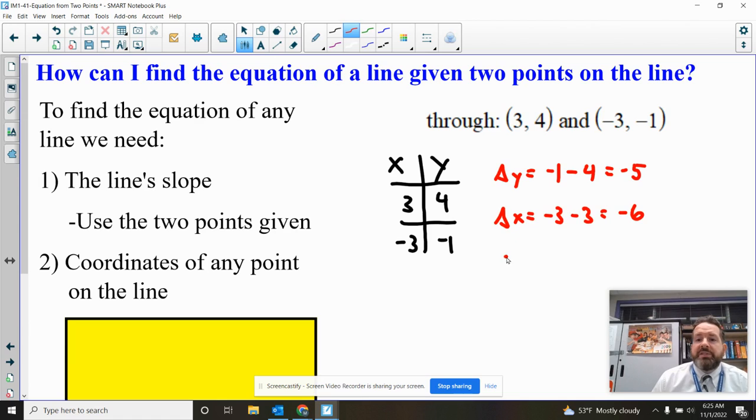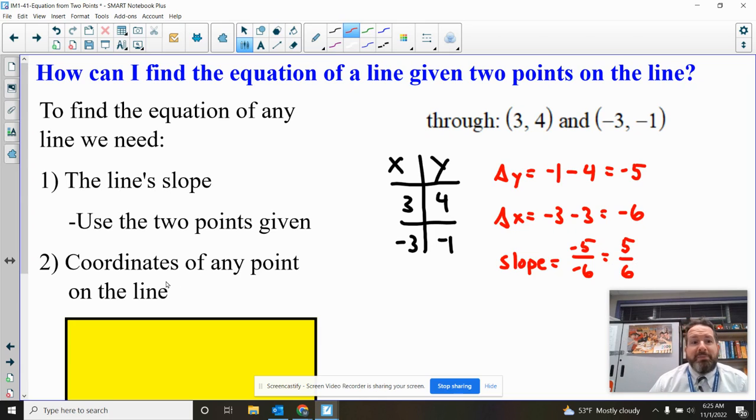Let's then turn these into a slope fraction. That's always going to be your change in y number on the top and your change in x number on the bottom. A negative divided by a negative is the same as a positive divided by a positive. So when you've got 2 negatives like this, you should reduce them, cancel them out to leave the positive version behind. The hard work is done. We've got the line slope.